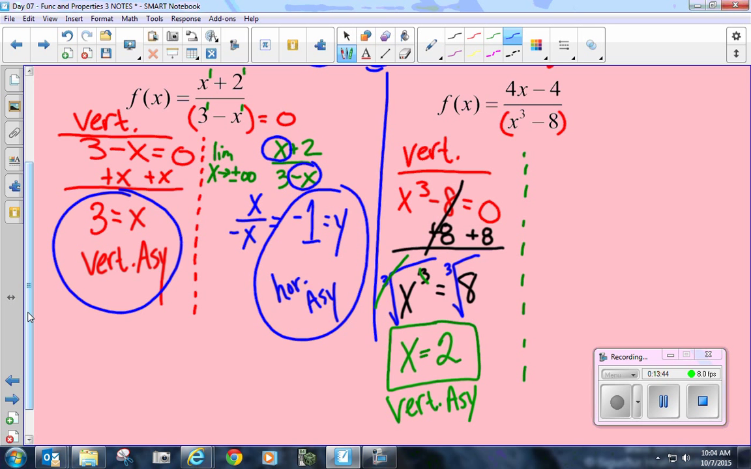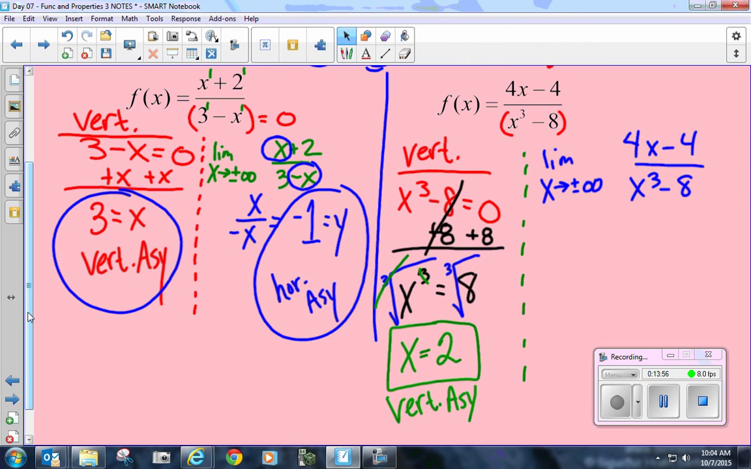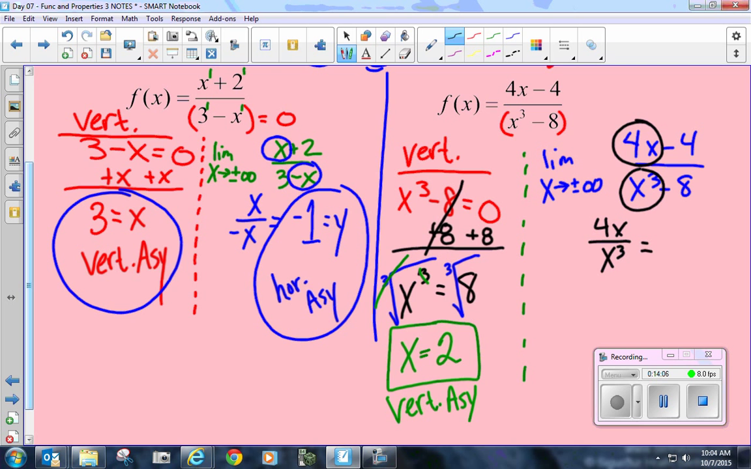Horizontal, we're still finding the limit as x approaches positive or negative infinity of our 4x minus 4 all over x cubed minus 8. What is the biggest term on top? 4x, thank you. What is the biggest term on the bottom? X cubed. So I'm going to take this and I'm going to simplify it. Jared, what does it simplify out to be? 4 over x squared, because this cancels with one of these, and that becomes a 2. We have 4 over x squared.